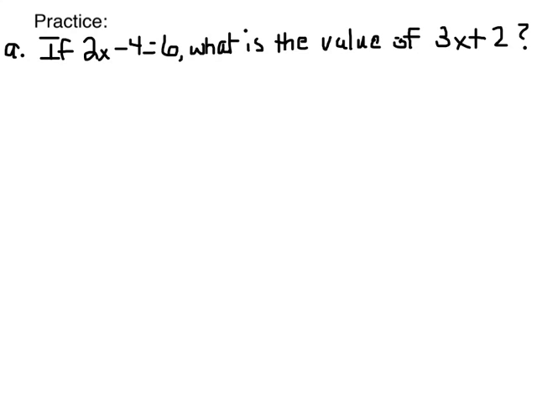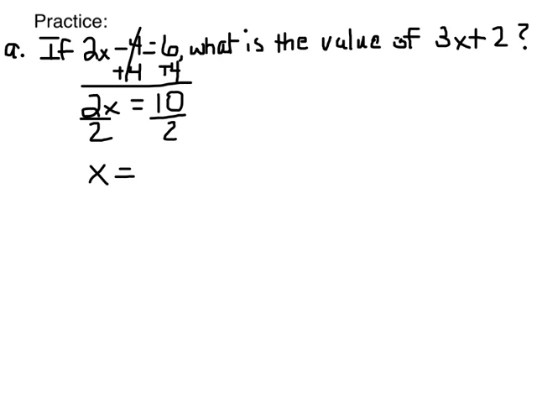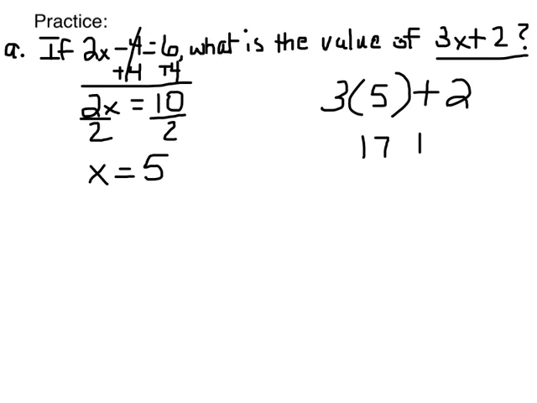If 2x minus 4 is 6, what's the value of 3x plus 2? Alright, well, let's see. Let's add 4 to both sides here to find out what x is. I got rid of that. 2x equals 10. Divide by 2, and x equals 5. If x is 5, I'm going to say 3 times 5 plus 2. 3 times 5 is 17. 17 plus 2 is 19. And really, that's all there is to it.